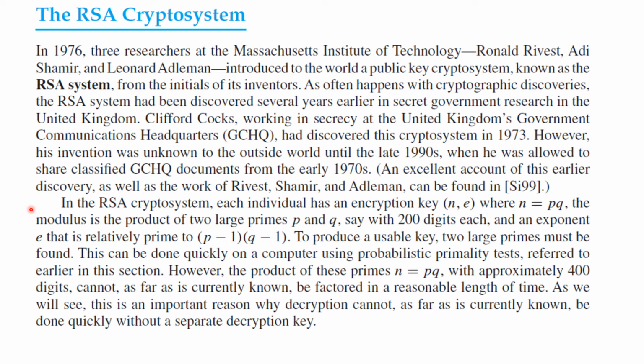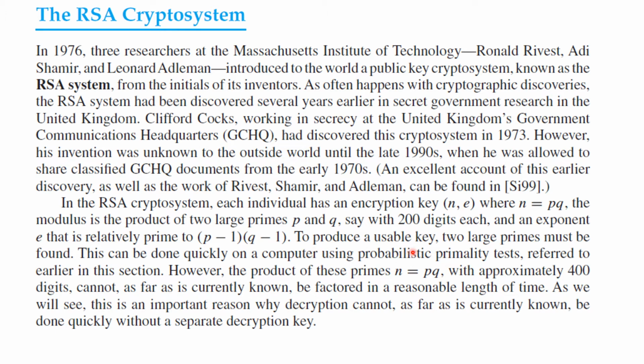But in an RSA crypto system, each individual has an encryption key that is two things. It is n and e, where n is the product of two large primes, p and q. And they're very large, say each with 200 digits, and then you multiply them together. And an exponent e that is relatively prime to (p minus 1) times (q minus 1). So you see, we're talking about really big numbers and a relatively prime e. So this is the product of two primes and things like that.